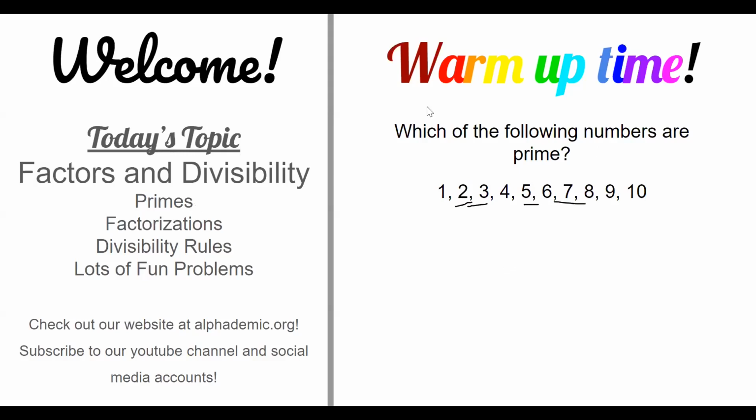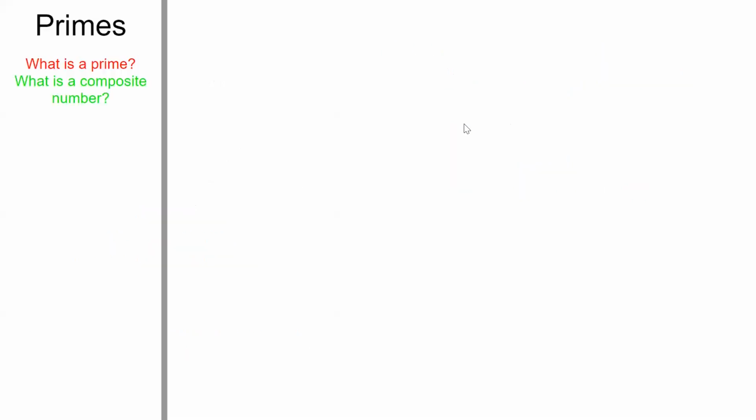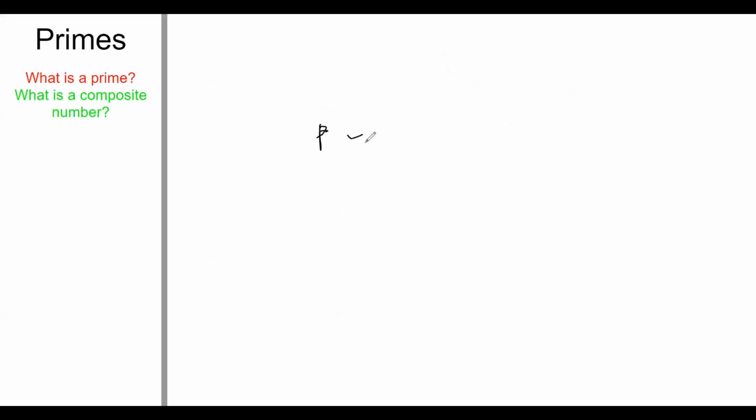So they're essentially just numbers that are divisible by only one and themselves. Right? So primes, what is a prime? I just said it. It's just any number p whose only factors are 1 and p. So something like 2, 3, 17, etc. And a composite number is anything that's not a prime.